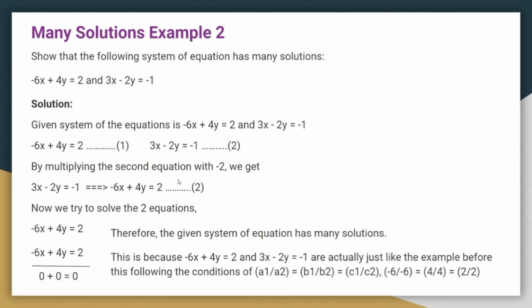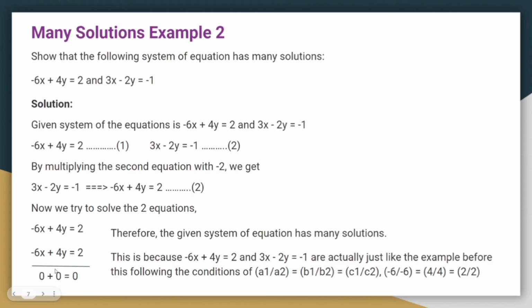And why would I do this? Well, I do this because I want to make the second equation the same as the first equation. After multiplying the second equation, we'll get negative 6x plus 4y equals 2, which is basically the same as the first equation, right? So we can do this in different ways. One way is the elimination method, which is like this, and we'll get the final answer of 0 plus 0 equals 0.